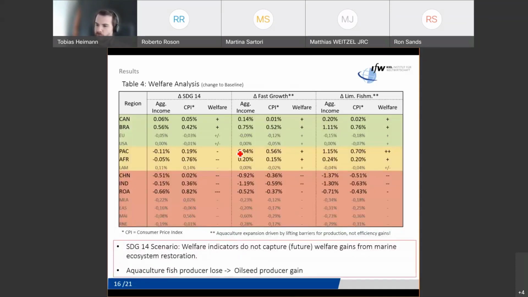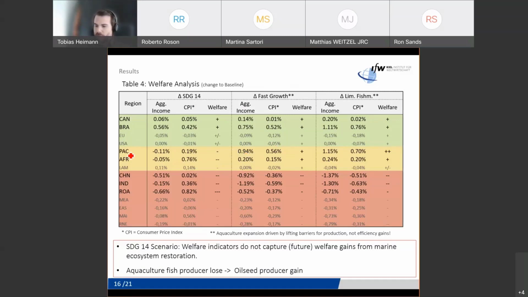I want to highlight some regions for the welfare analysis. So only a few countries actually gain from all scenarios, and these are mainly the countries that, like Canada, Brazil, but also the US, produce the fodder for aquaculture fish, and they gain in each scenario. And also the EU gains, but rather because they are a net consumer of aquaculture, as they import a lot of aquaculture.